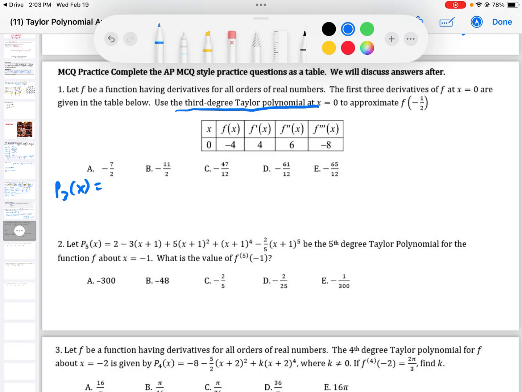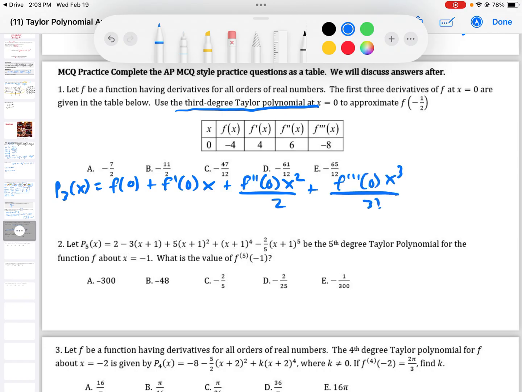I think it's just helpful to keep writing this out to get it in your head. So it'd be f of 0, because we're centered around 0, plus the first derivative evaluated at 0 times x, plus the second derivative evaluated at 0 times x squared over 2. Third degree, so the third derivative of 0 times x cubed over 3 factorial. And if it helps you think about this, it's all the same, just do that.